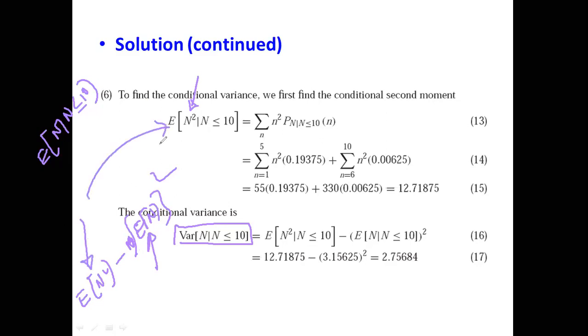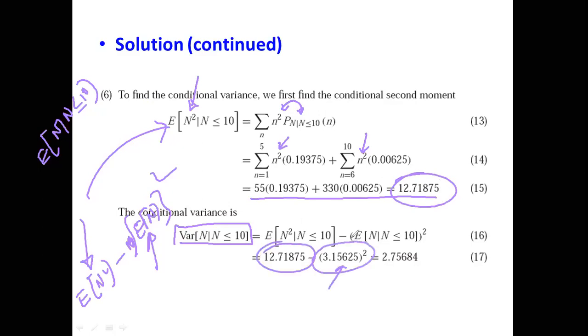That's why they have found the expected value of n square conditional on n less than 10, and this is the summation of n square into pn. The same thing, just n square will be there. So it will be 1 square, 2 square, 3 square, 4 square, 5 square, like this. And then you will add and you will find this one. And now this 12.71 minus this 3.1 square, and that will be 2.75684. Just the calculation. Okay, I think you'll be able to understand how they have solved.